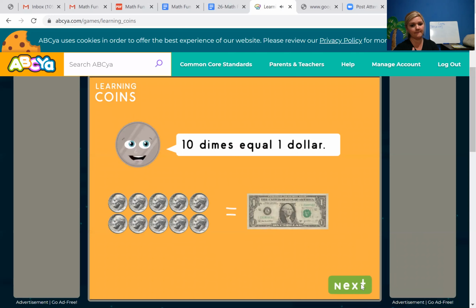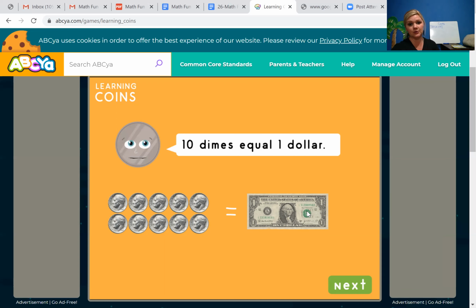10 dimes equal $1. As you can see, the value of a dime is more, so there is less needed to equal a dollar. Because the value of a penny is less than a nickel, we have to have more of them to make 100, which equals a dollar. We need fewer dimes than nickels because dimes are worth more than nickels.